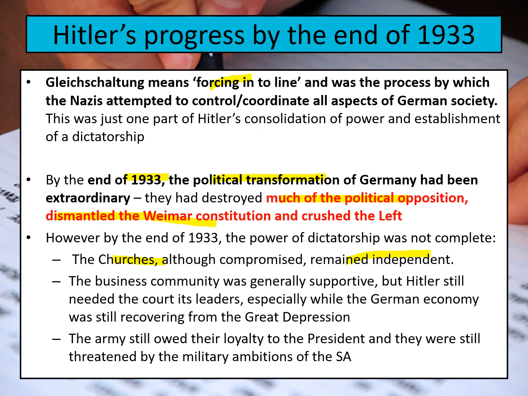Same with businesses. Generally the business community was pretty supportive of the Nazis. Hitler still needed to make sure that he was basically wooing their leaders. He still needed their help for rearmament and recovery from the Great Depression. And also when we think about the army, he has met with them and he's promised them that he's going to fund rearmament and all that kind of stuff, but they are still loyal to the president and they're still very wary of the military ambitions of the SA, who basically want to combine the SA and the army together.